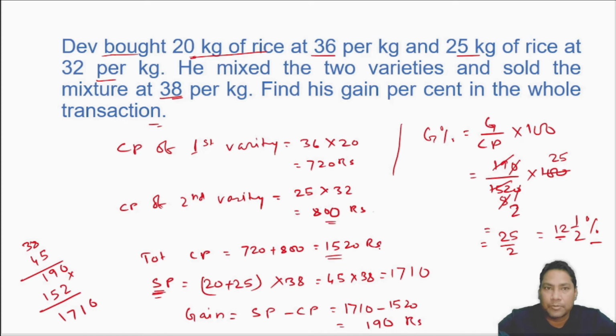For solving this type of problem, your approach should be very clear. First of all, take out the cost price of the first variety, then the cost price of the second variety, then add both cost prices, and that will be the total cost price. Then we get the selling price of the item. Next we subtract cost price from selling price, and then we get the gain amount. After getting the gain amount, we have the gain amount and cost price of the item, and then we can calculate the gain percentage also. With this approach, you can solve this type of problem very easily.